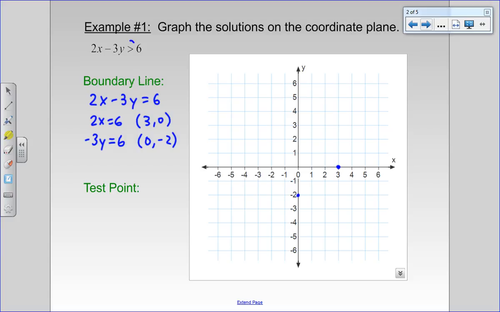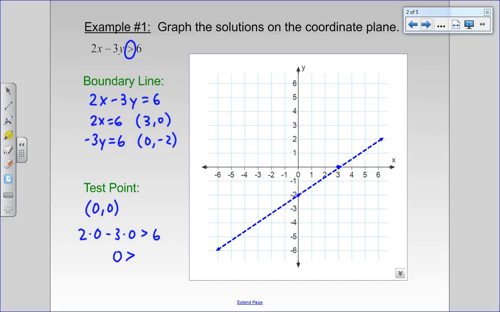Notice that we have a greater than sign. This indicates that our boundary line should be a dashed line, because points on the boundary line will not be solutions to this inequality. Finally, we need to determine which side of the boundary line should be shaded. So let's use a test point. Often the origin is a nice convenient point to use because we can easily substitute the coordinates 0, 0 into our inequality. In this case, we would have 2 times 0 minus 3 times 0 is greater than 6, or 0 is greater than 6.